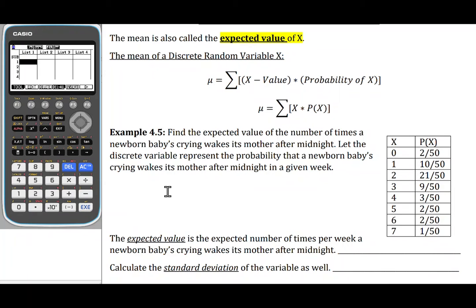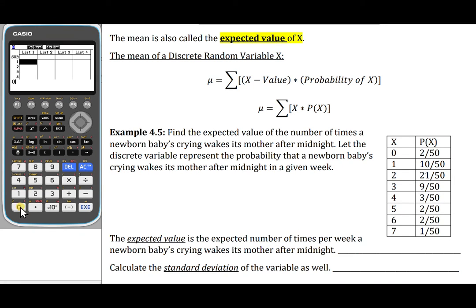So I'm going to show how to do this with the Casio calculator. If you'd like to see this with a more detailed explanation, there's another video as well. Example 4.5 says, find the expected value of the number of times a newborn baby's crying wakes its mother after midnight. Let the discrete variable represent the probability that a newborn baby's crying wakes its mother after midnight in a given week. So x represents the variable.